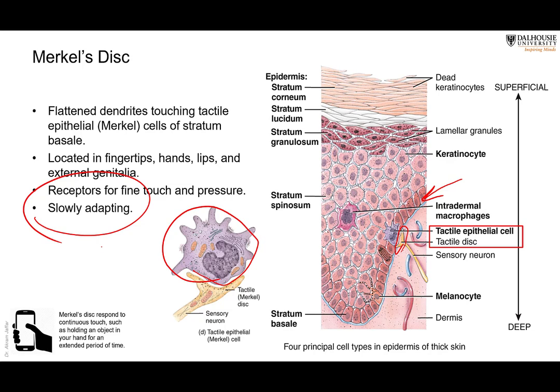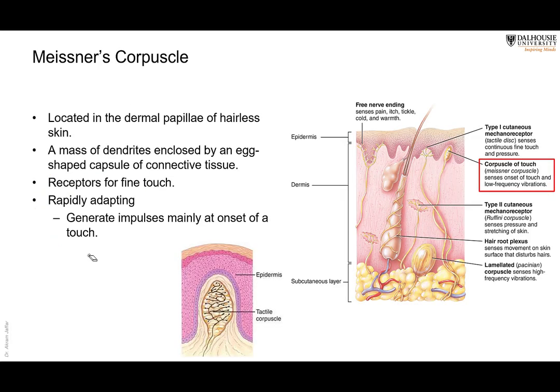When you put on your shirt, you will feel the shirt for a couple of seconds, and then you will not feel it anymore. These are slowly adapting. They will continue feeling. Like when you hold something in your hand, you will continue feeling that there is something in your hand. So they are not rapidly adapting, they are slowly adapting.